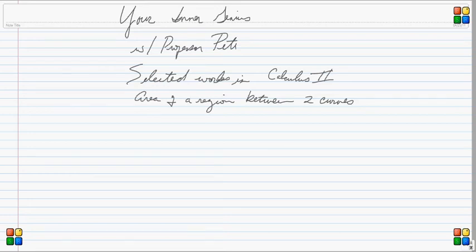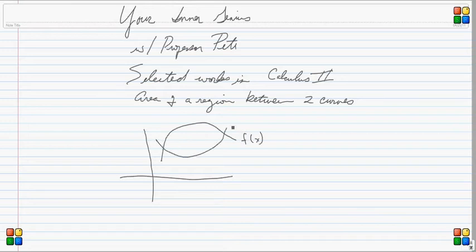We're going to be looking at some selected works in Calculus 2, and we're going to start off with the area of a region between two curves. So let's take a look at what we're trying to figure out here. Basically, we have two functions. We have an f of x, and we have a g of x. And what we're trying to find out is what the area between these two is.